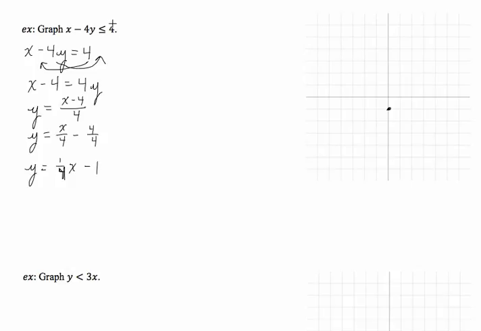So we can graph a solid line because any point on the line will also be a part of the solution set. Okay, so from here I'm going to graph a solid line, and I'm going to do it using slope. Slope is positive 1/4, so we go up 1, right 4. Just go up 1, right 1, 2, 3, 4. There's the next point. Up 1, right 1, 2, 3, 4. It would be about right there. Or we can go down 1, left 4.